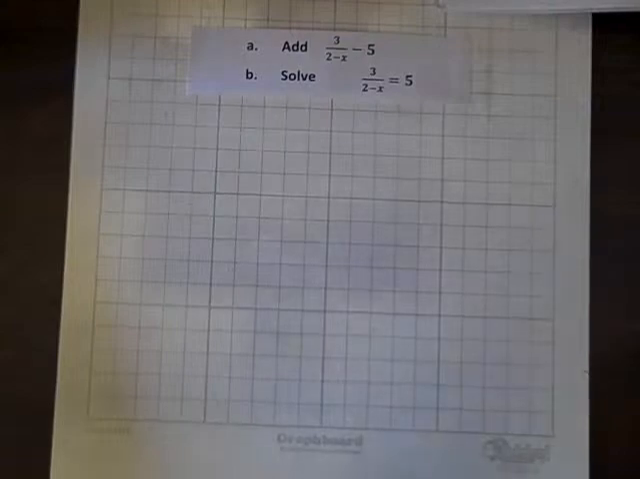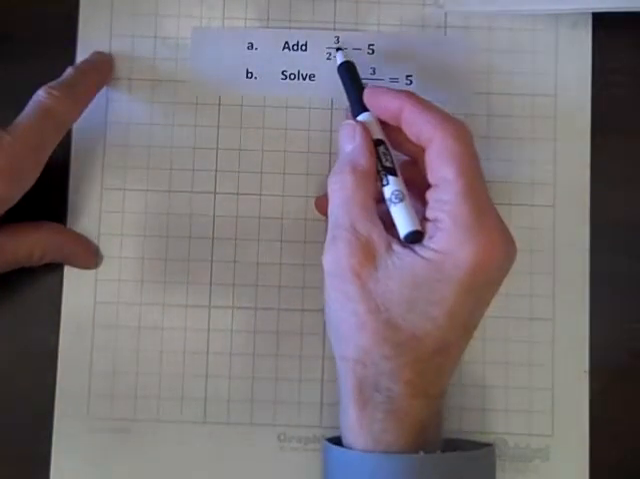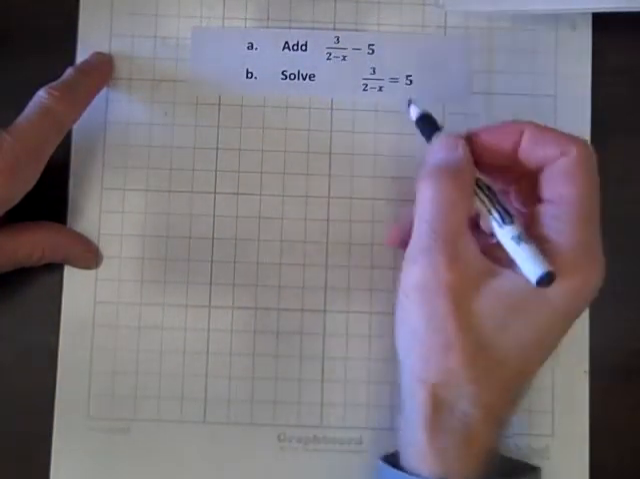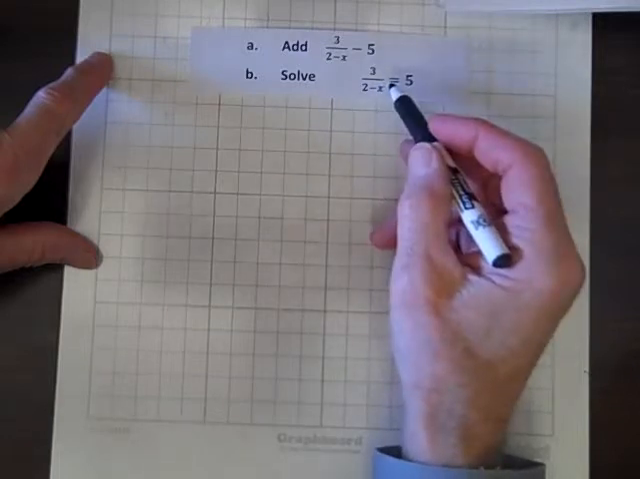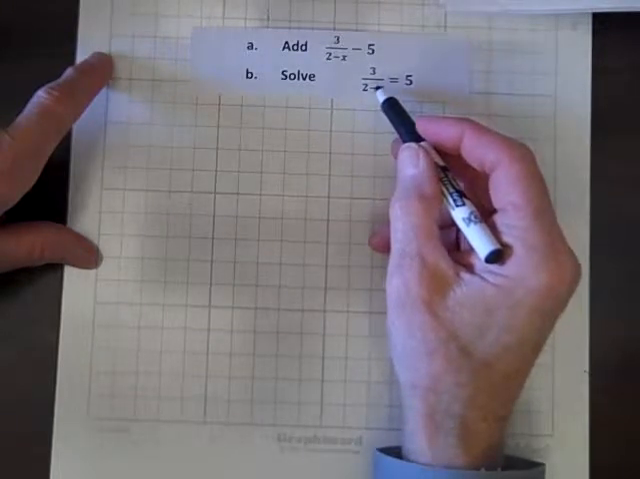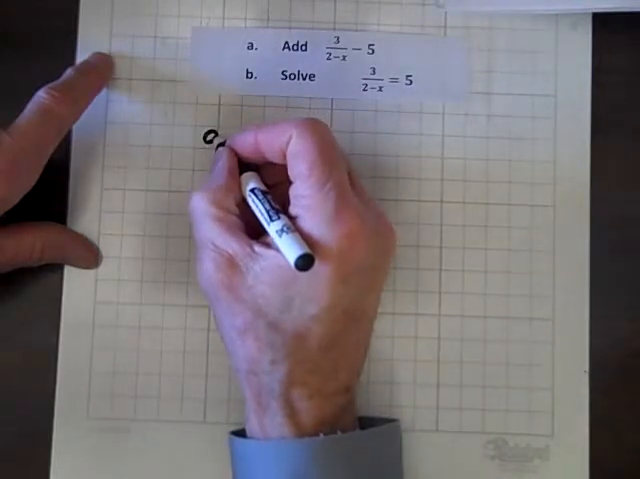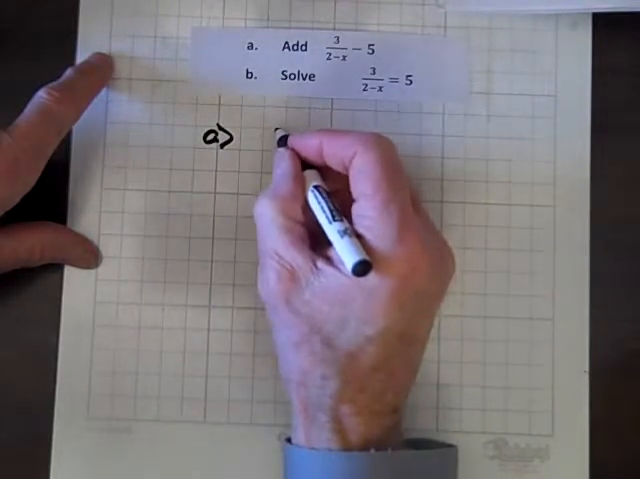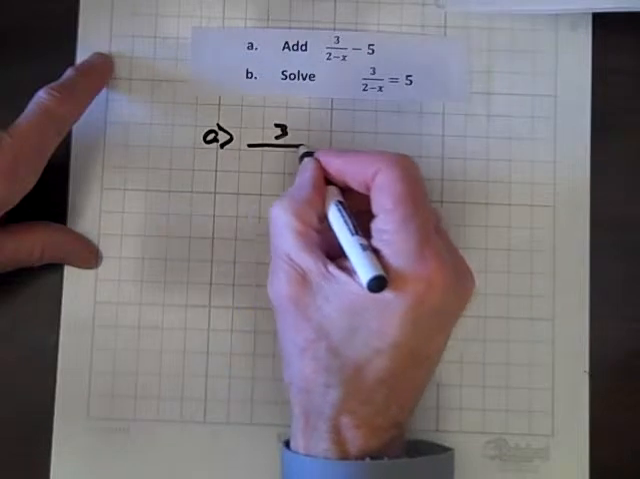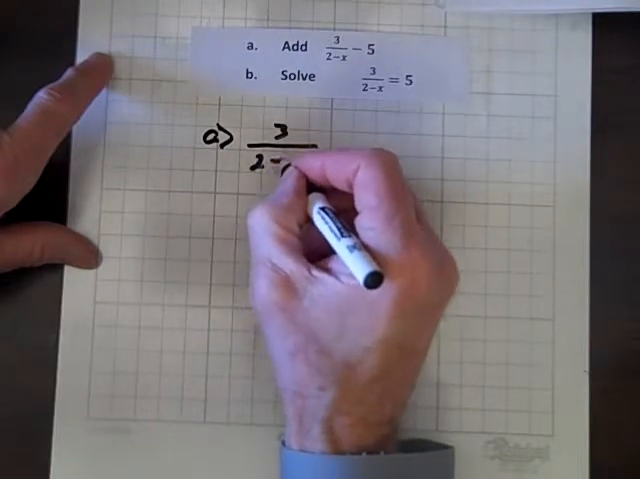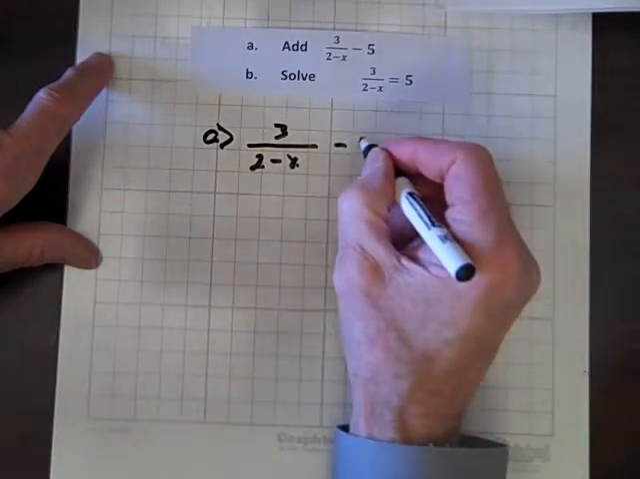Our task right now is to add this fraction to -5. Following that, we'll go ahead and solve an equation involving that fraction and 5. So A, we have 3 over 2 minus x, minus 5.